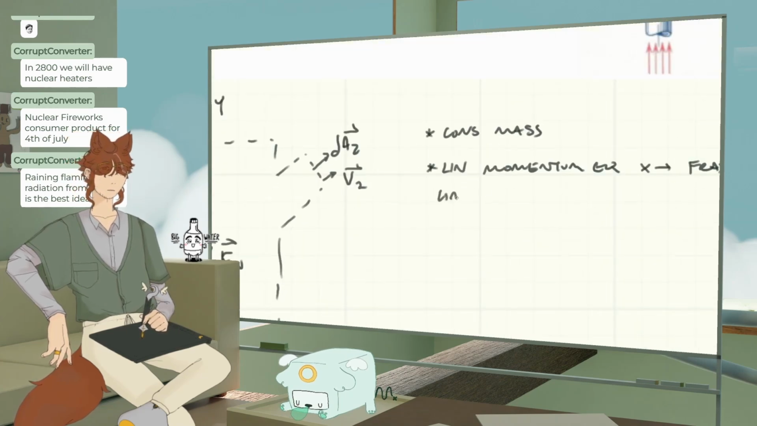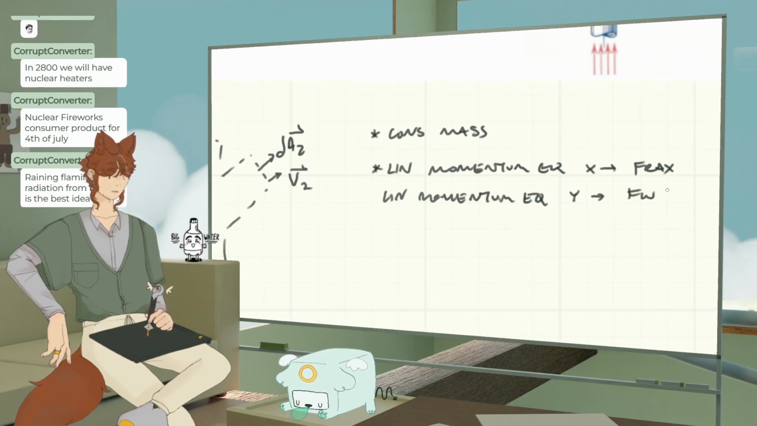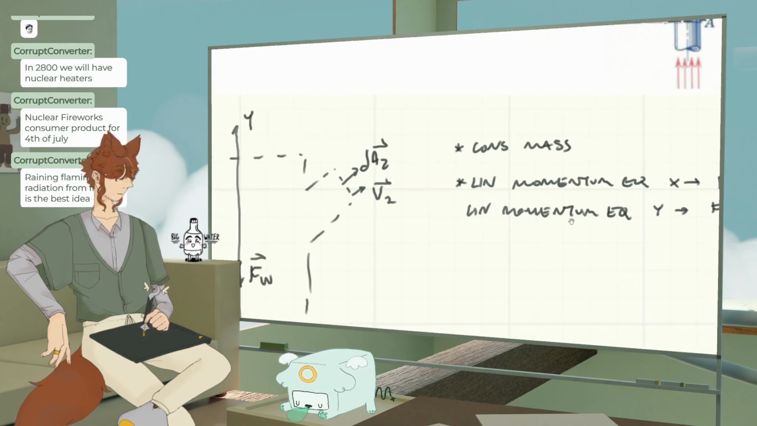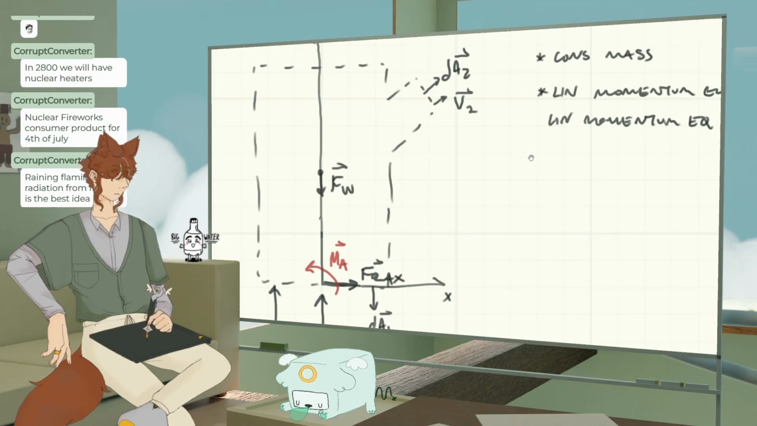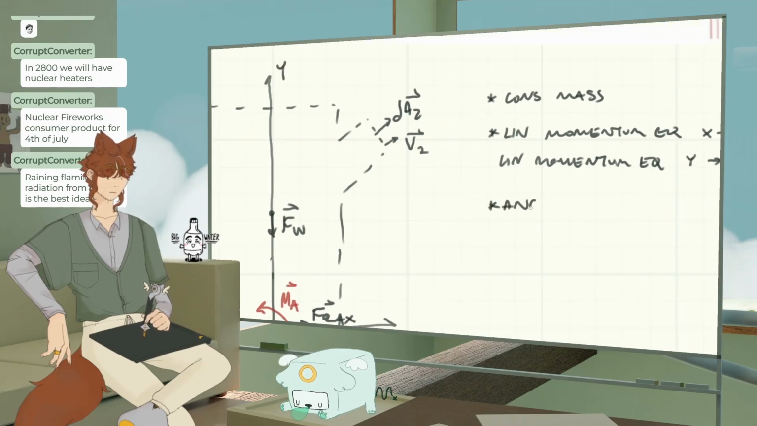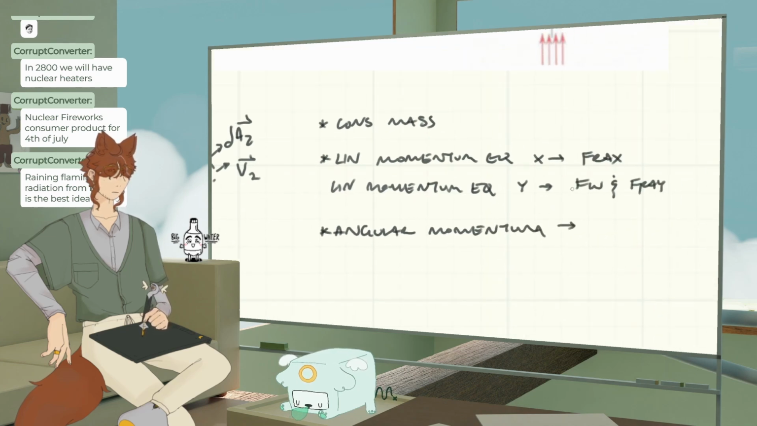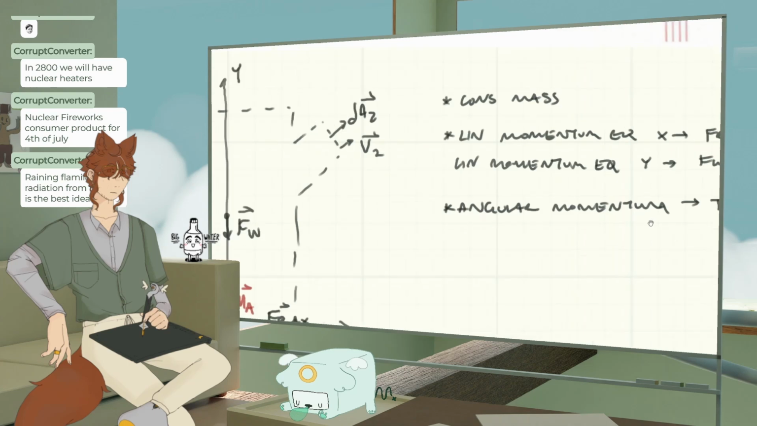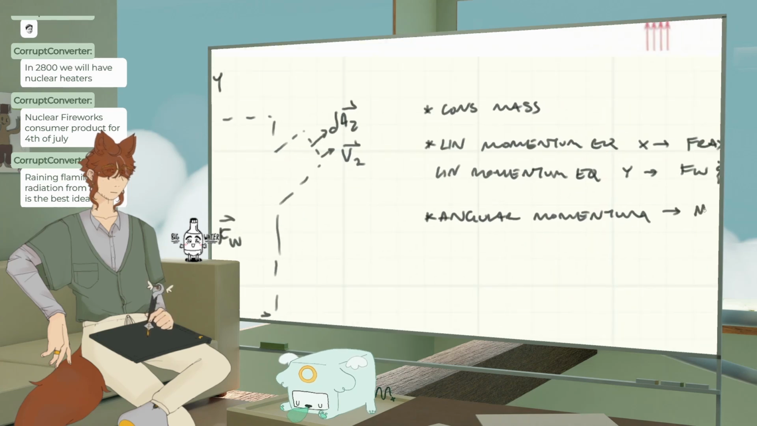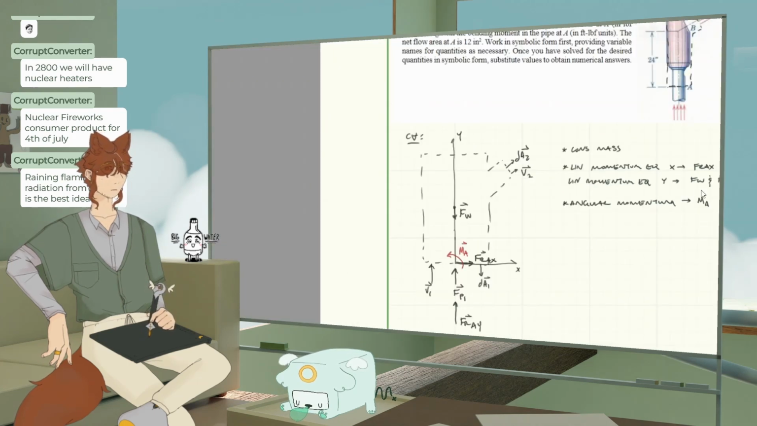And then linear momentum EQ y would give us F_weight and F_RAY together somehow. And then angular momentum gives us the T_A or M_A. But that force weight, huh? That's rough.